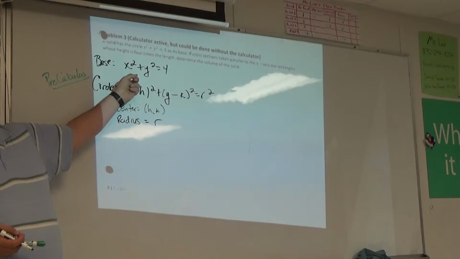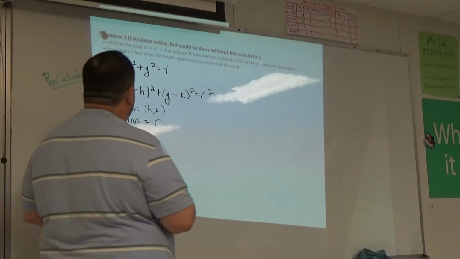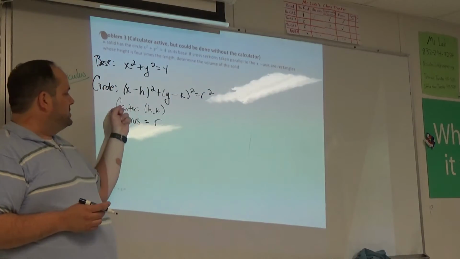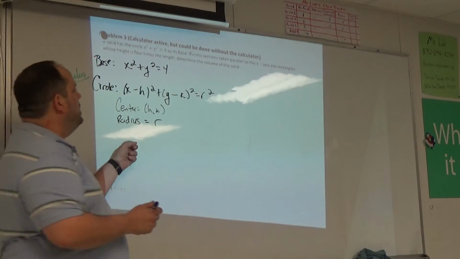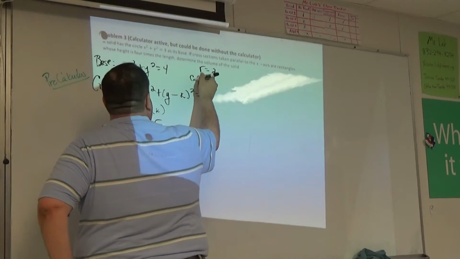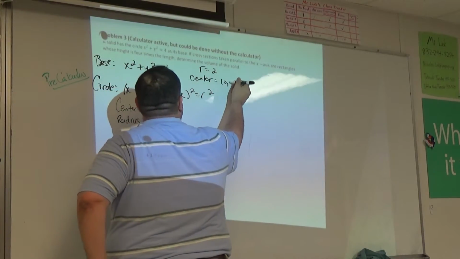Noemi, what do you know about the circle? It's a full circle. Give me more about that circle. Could you tell me either the center or the radius? The radius is 2. Rambir, do you know the center? 0, 0. The center is at 0, 0.